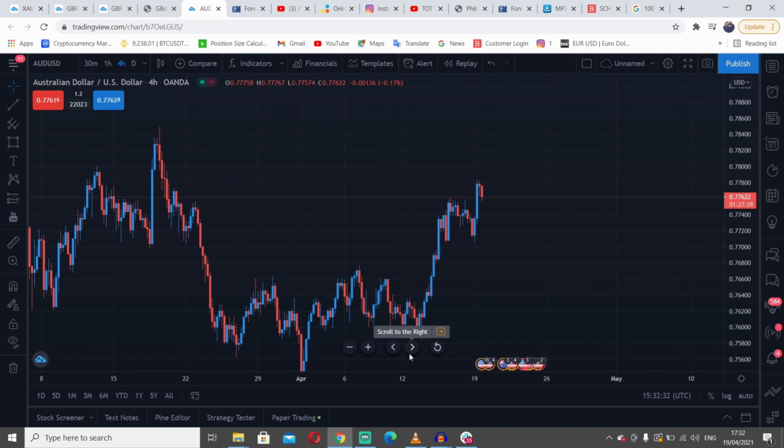I'm back again now on the charts, and I'm going to show you exactly the concept I meant of key levels. With that being said, we're going to start off at the 4-hour time frame.